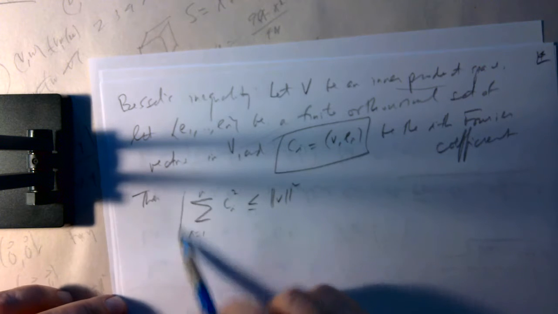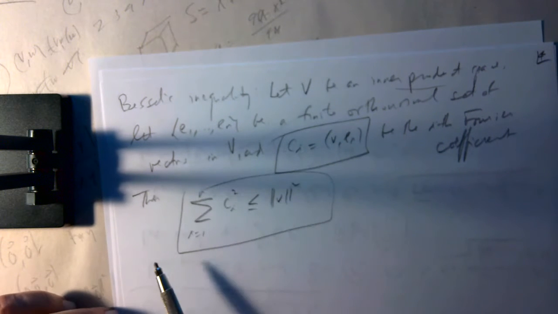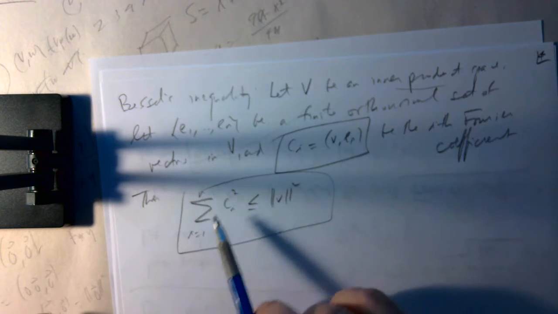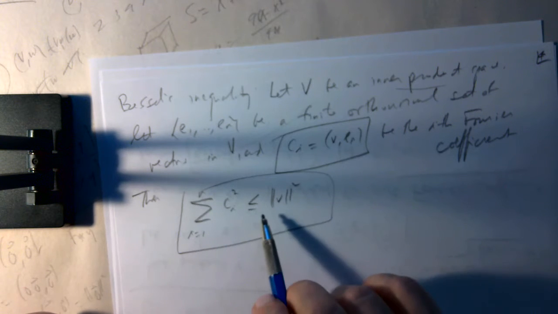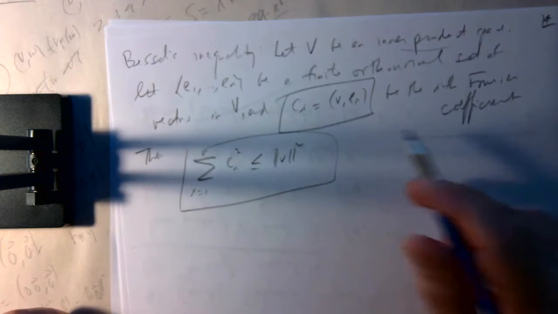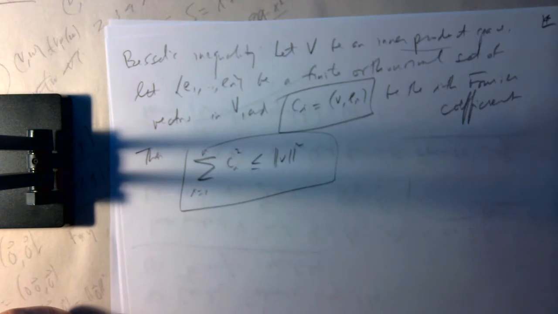So this is an inner product space. So every vector has a length, square root of the inner product of the vector with itself. And we have this inequality. For any finite set of orthonormal vectors, the sum of the squares of the Fourier coefficients is bounded above by the square of the length of the vector, which is the inner product of the vector with itself.